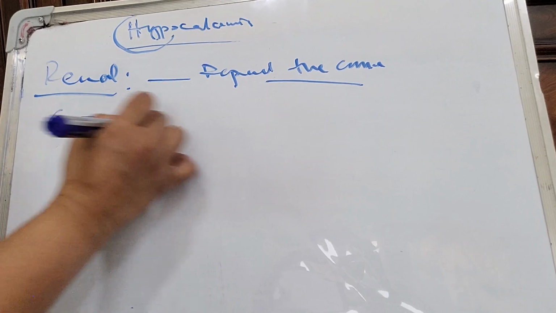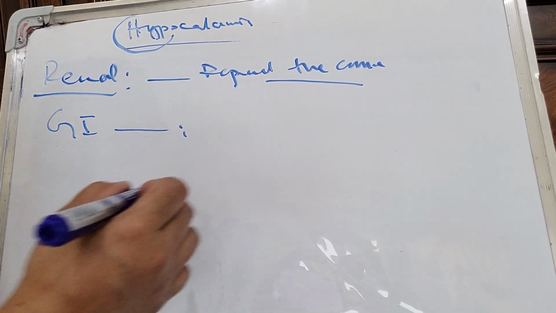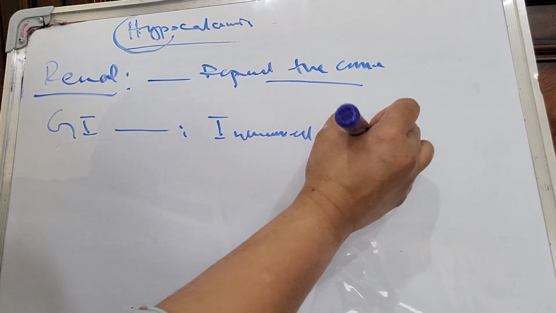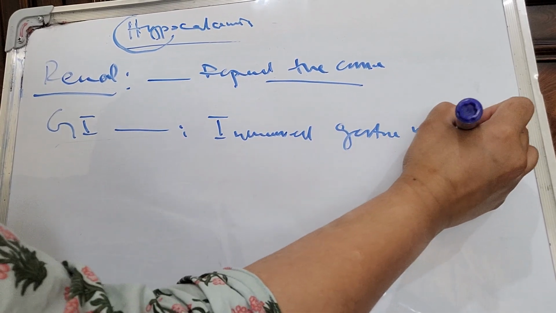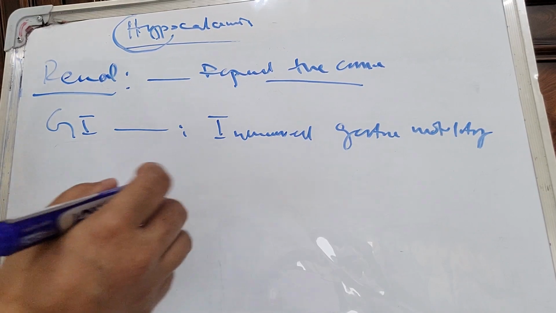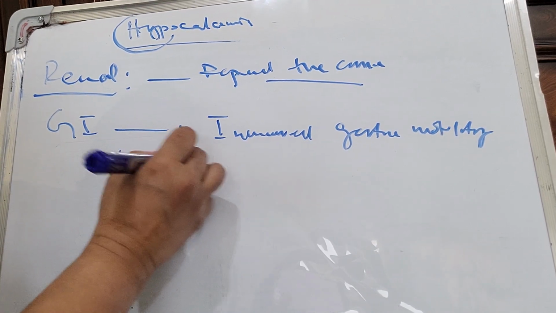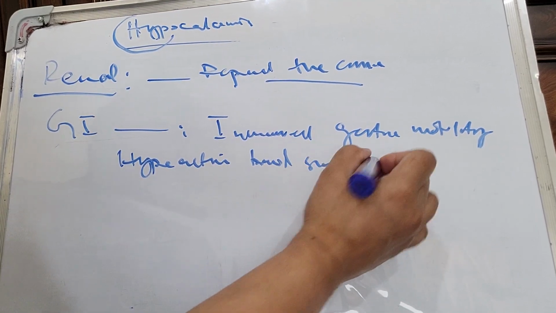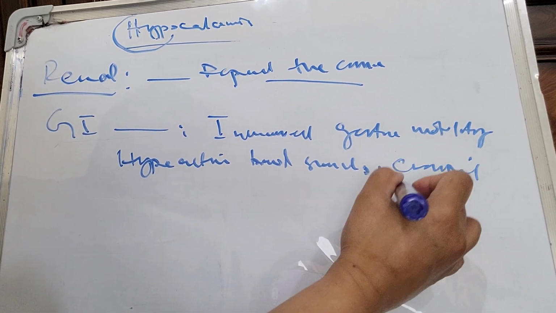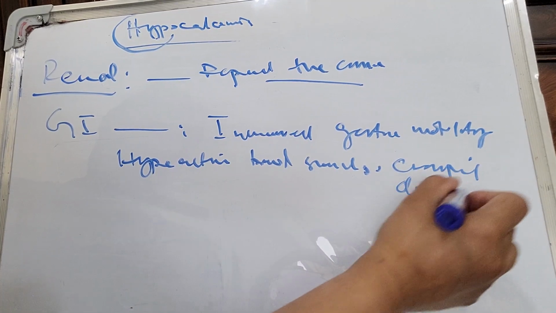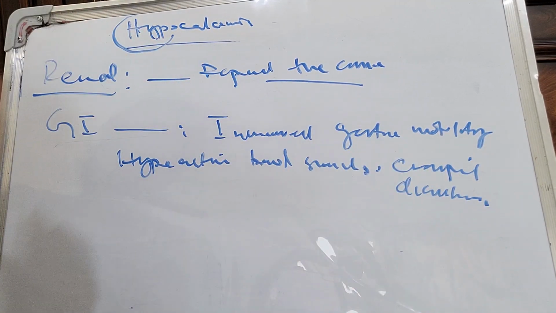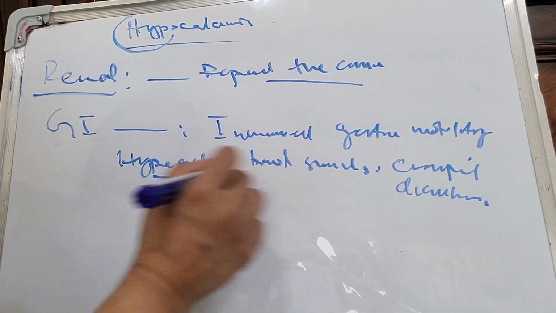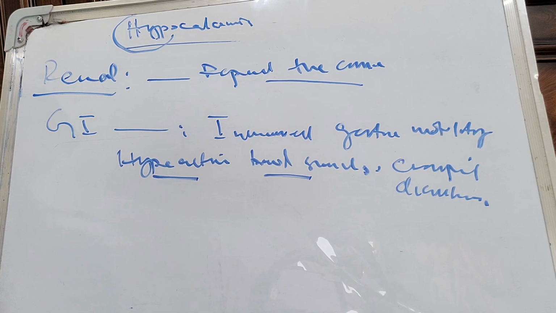If we talk about GI, there is increased gastric motility, hyperactive bowel sounds, cramping and diarrhea. Due to diarrhea the patient can have hypocalcemia, as we read previously. So: increased gastric motility, hyperactive bowel sounds, cramping and diarrhea.